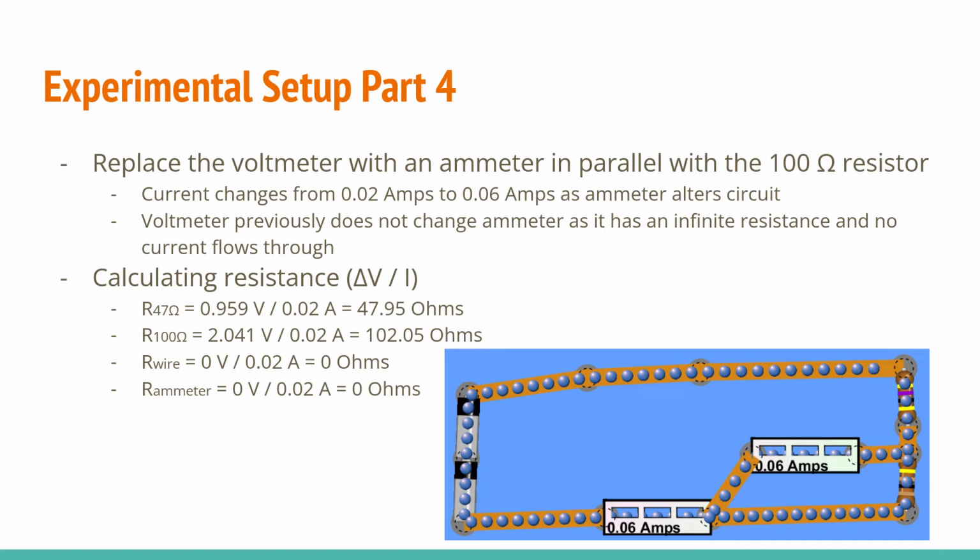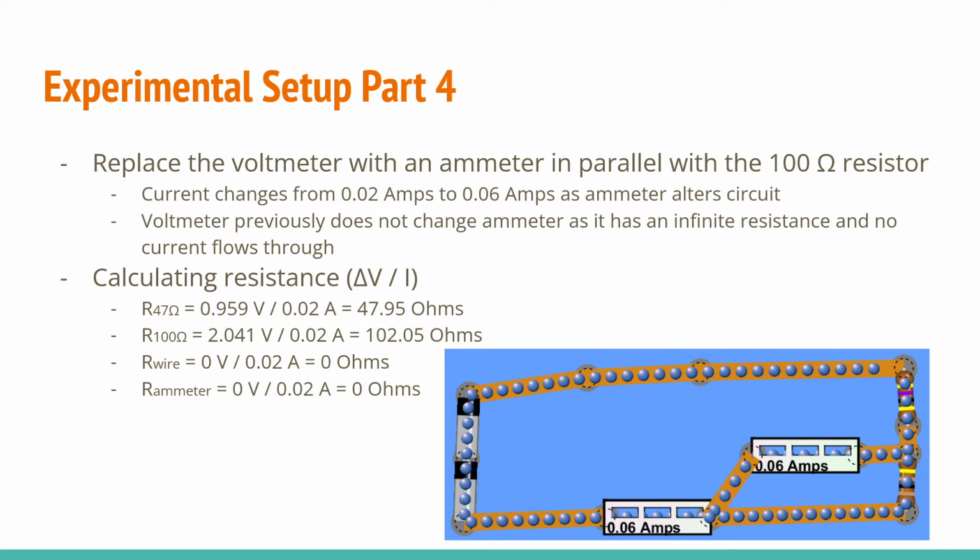In the fourth part of the experiment, we replace the voltmeter with an ammeter in parallel with a 100 ohm resistor. This changes the current from 0.02 amps to 0.06 amps, as the ammeter alters the circuit. The voltmeter previously did not change the circuit, as it has infinite resistance and no current flows through it.